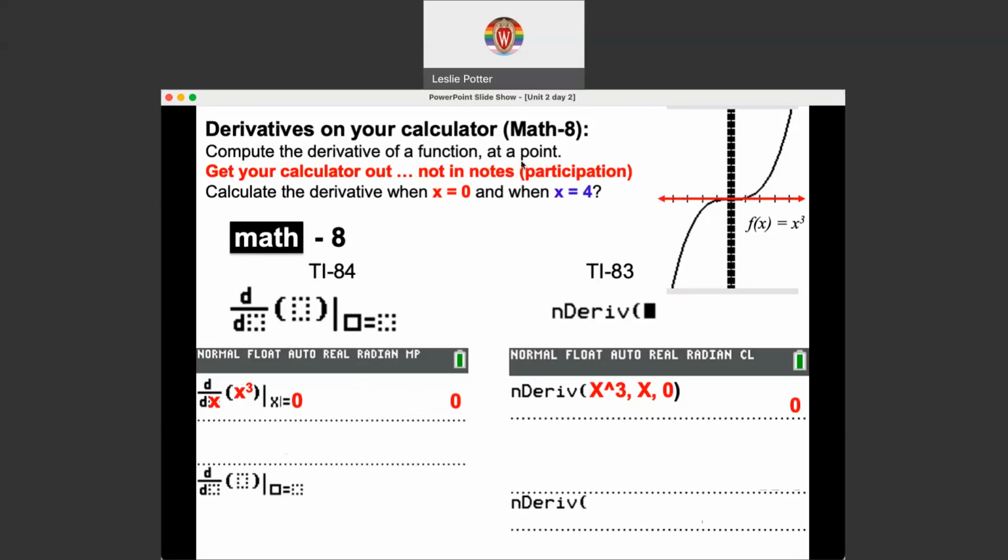Okay, let's go to when x equals 4. So we're going to do the same thing. We're going to put our dummy variable in, and we're going to put our function in, and we're going to put 4 here. So that means in the old notation, we're going to put our function, x cubed, our dummy variable, x, and our numeric value, 4. And then we're going to hit enter. And so now we get 48. Notice on the older calculators, again, that approximation that the calculator is doing is giving you a lot of, look at this, this is the 1E to the minus 6, right?